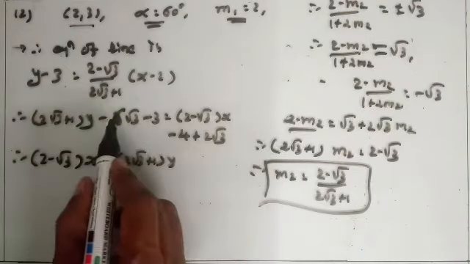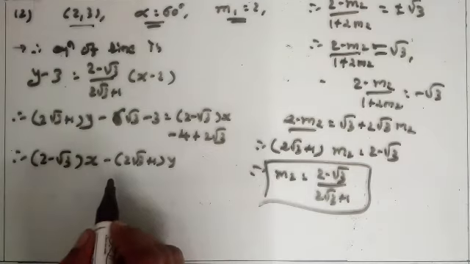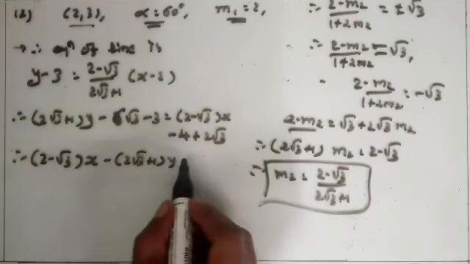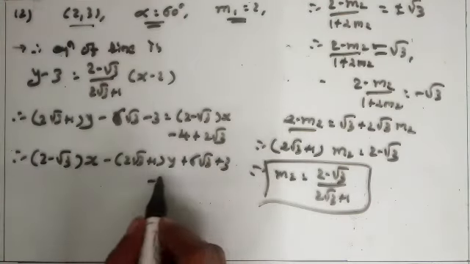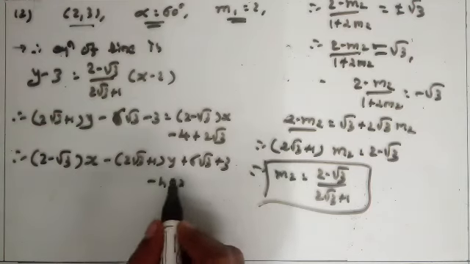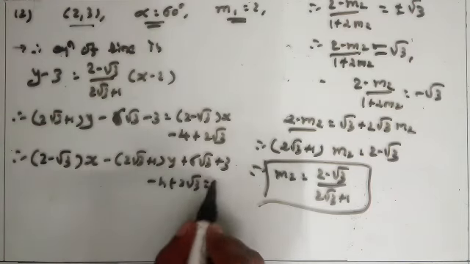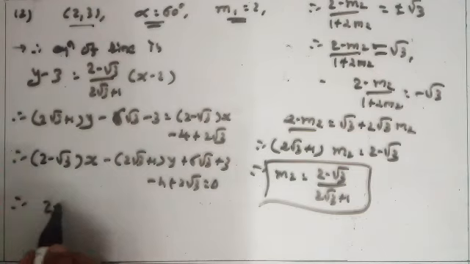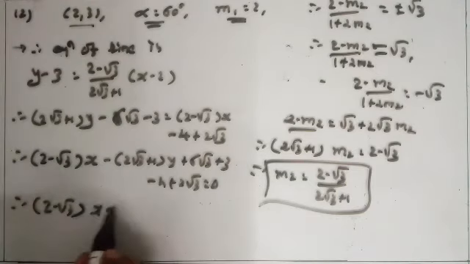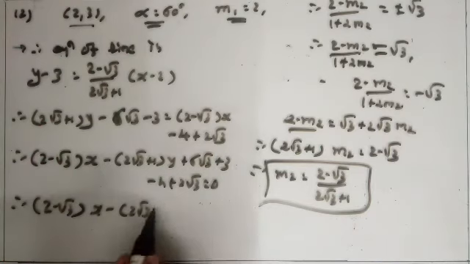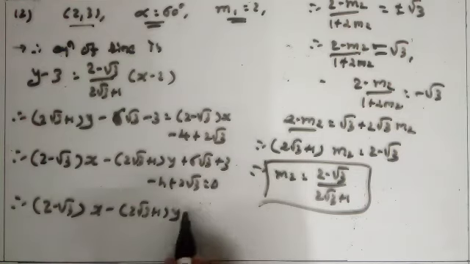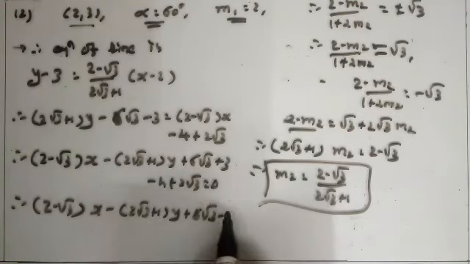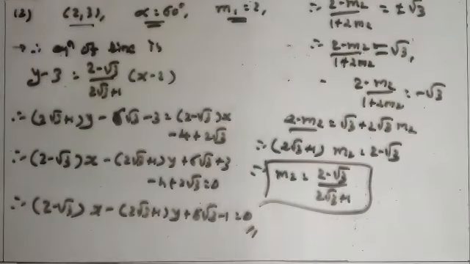Okay, here minus 6 root 3 minus 3 take this side, so becomes plus 6 root 3 plus 3, minus 4 minus 2 root 3, is equal to 0. Now simplification: (2 minus root 3) into x minus (2 root 3 plus 1) into y. Here 6 root 3 plus 2 root 3 becomes 8 root 3, and minus 4 plus 3 becomes minus 1, equal to 0. This is the equation of the required line.